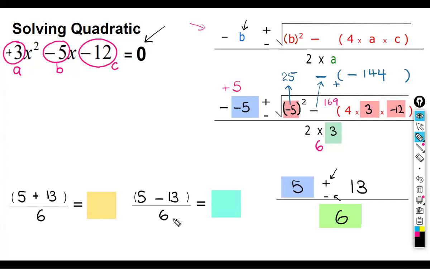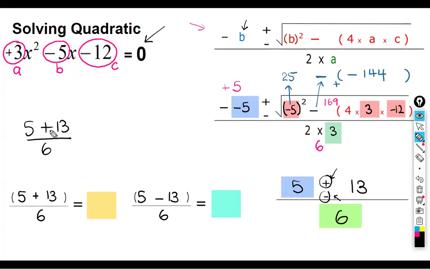Remember we said when we solve a quadratic, we're going to get 2 answers. This is how you get your 2 answers. The positive will give you 1 answer. And when you pay attention to the negative, you will get the next answer. However, on your calculator, if you say 5 plus 13 and you press divide by 6, you will get the wrong answer. Let me explain why.